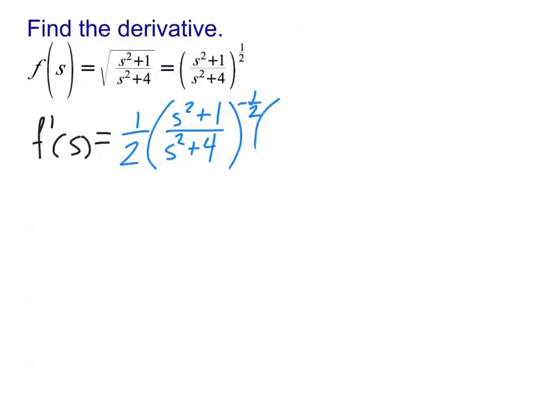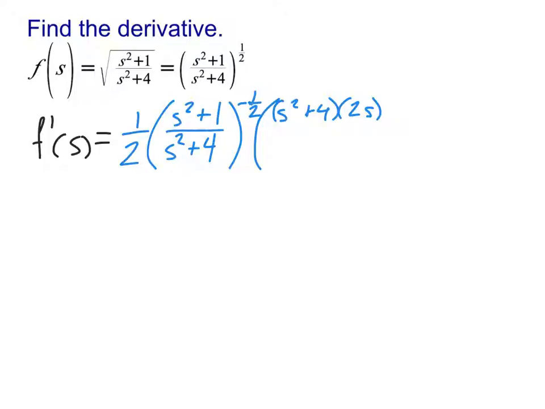Now derivative of the inside here means quotient rule. That's where we have to apply it. So now we remember our quotient rule, which yes you do have to have memorized, and a good way to memorize it is to start with low d high. That is the low function, the bottom of the fraction, so that is s squared plus 4, times d high, the derivative of the top. So the derivative of s squared plus 1 is 2s.